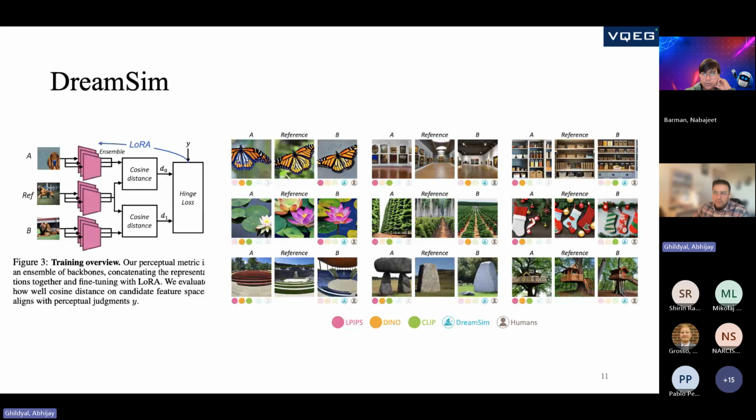For example, the recently proposed DreamSim metric leverages an ensemble of cosine distances between the embeddings from CLIP and DINO, and then fine-tunes the metric on a dataset tailored for low to mid-level perceptual similarity. Some examples from this dataset are displayed on the right. I'll give you a moment to take a look at these samples.